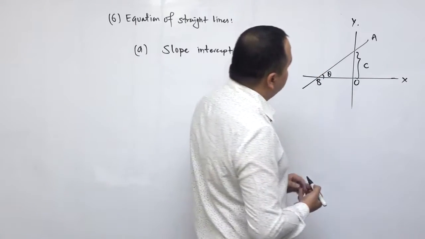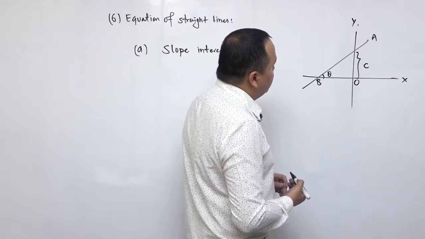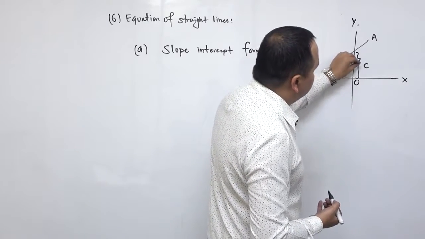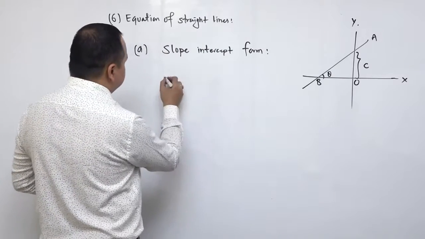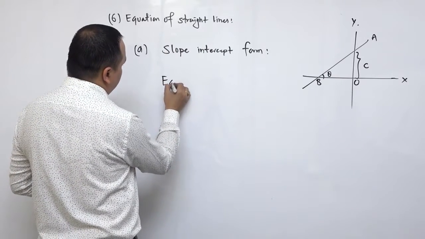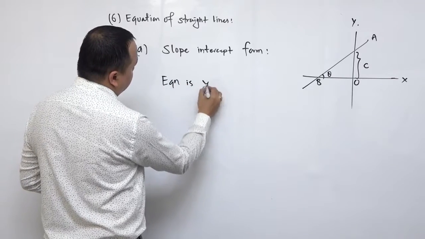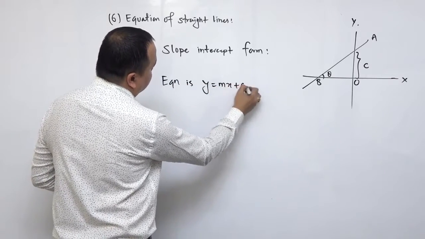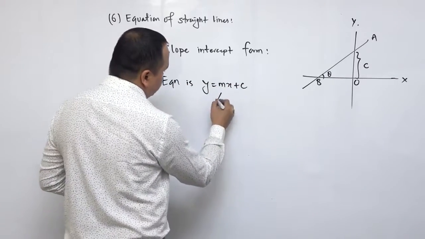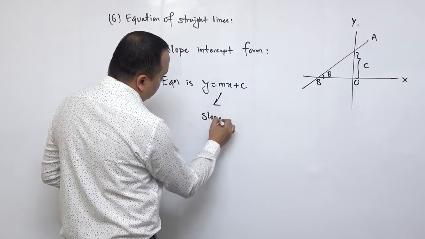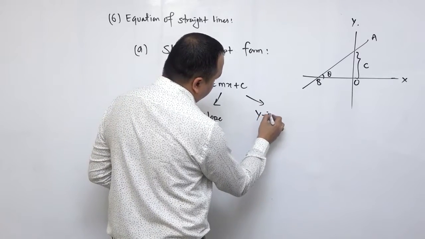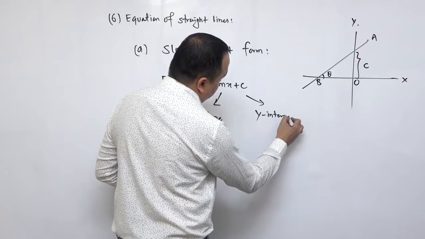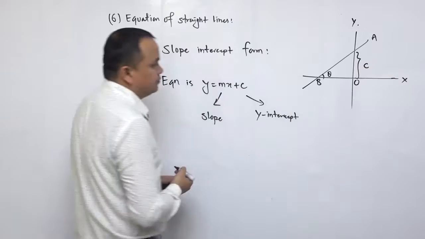And AB makes a y-intercept of c. Then the equation is y is equal to mx plus c. Here m is the slope and c is the y-intercept.